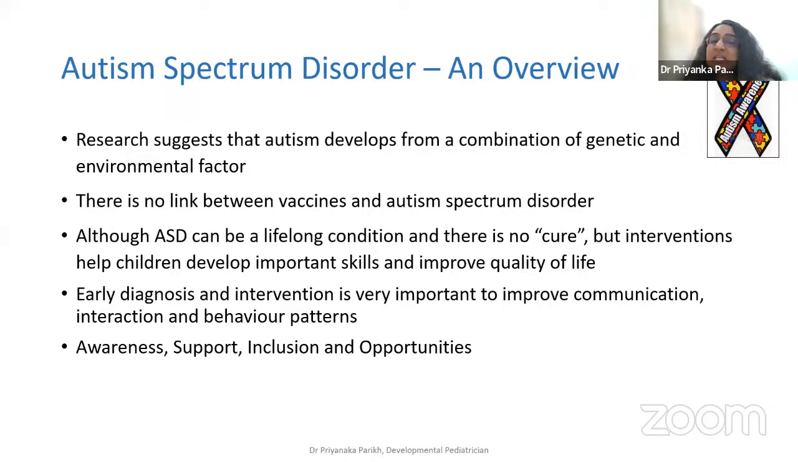So these words are keywords: awareness about the condition. If we are aware, whichever field we are practicing in, of these signs that we can see for whatever the child may have come to you for, giving the early support and the early interventions is very important. It is important to have an inclusive environment, not just inclusive in the family. Parents need to be inclusive. Society needs to be inclusive. School needs to be inclusive. We need to have equal opportunities, or at least opportunities as per the skill of the child. So all these are very, very important to develop to the maximum potential of the child.